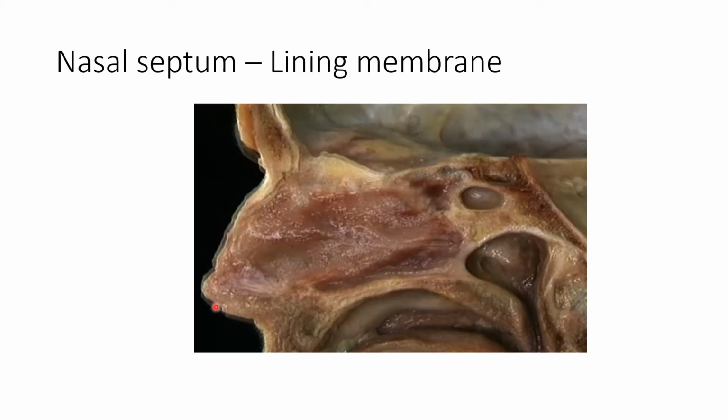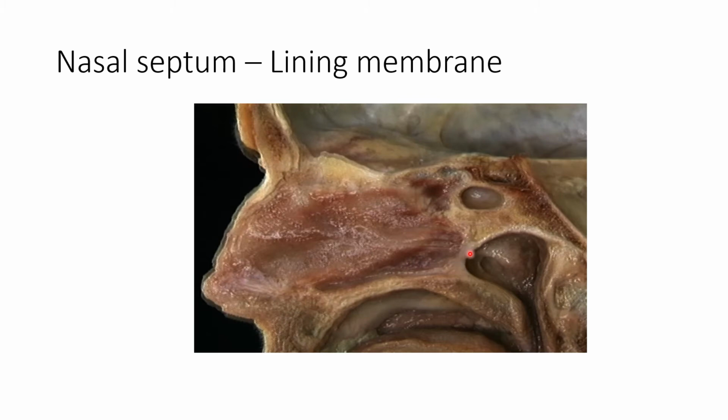In this picture you can see the lining membrane covering the nasal septum, and in the anterior part this area is covered with skin, and in the upper part this is the area covered with olfactory epithelium, and the rest of it is covered with the ciliary epithelium, that is the ciliated columnar epithelium, that is the respiratory type.